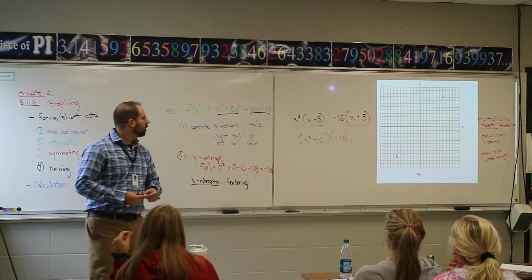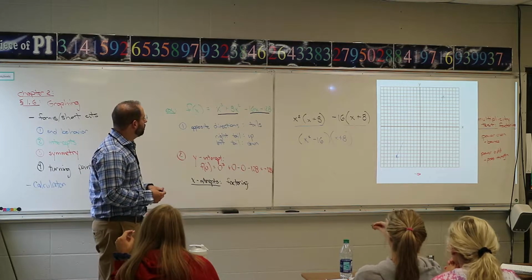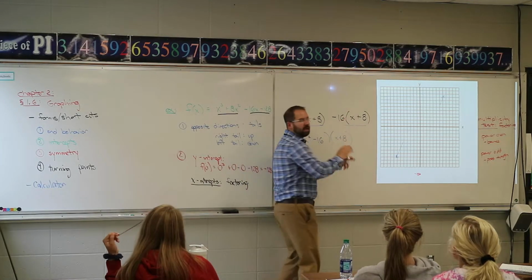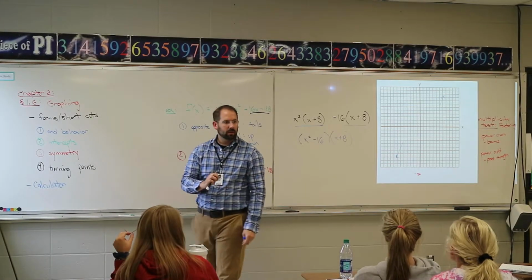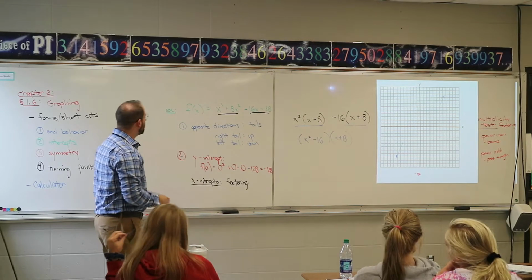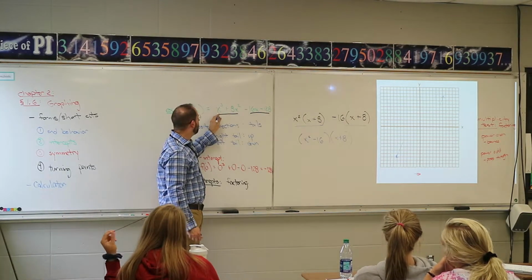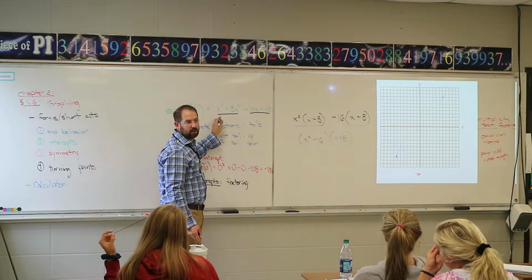Why are you squaring x and not x plus 8? Because when you pull out the common factor, there's just one of those things out back. It's like what I did here. I pulled out an x squared from both of these because they both had an x squared. That's what I'm doing.